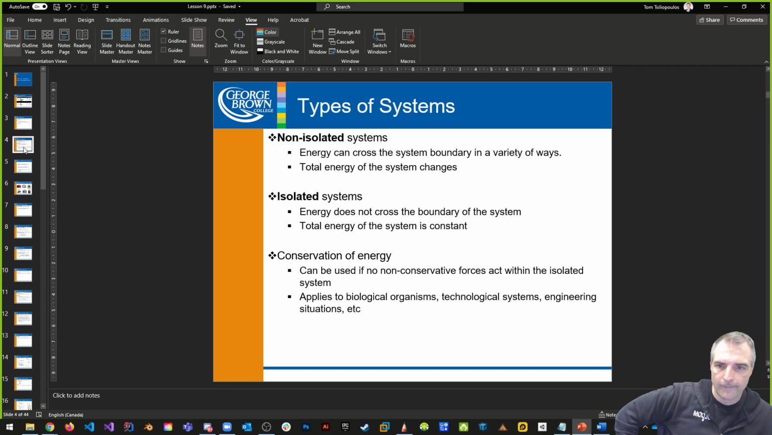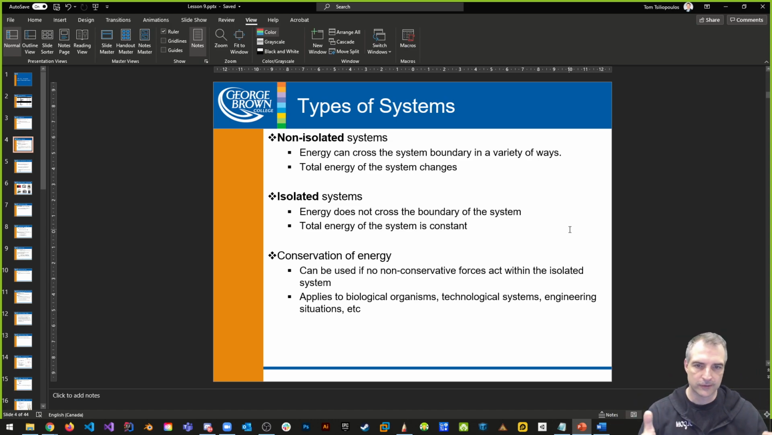So there are different types of systems when we talk about conservation of energy. There are non-isolated systems, and we're going to delineate here a little bit, and isolated systems. In non-isolated systems, energy can cross the system boundary in a variety of ways. For example, I can transfer energy from the ball to the wall across the system boundary. Isolated systems are where energy does not cross the boundary of the system at all, where the total energy of the system is constant. And that's also possible for a system.